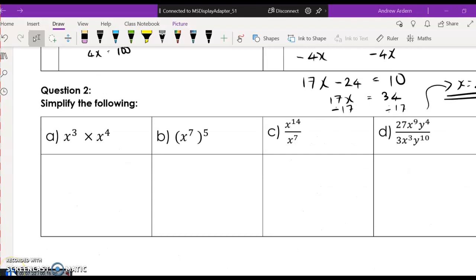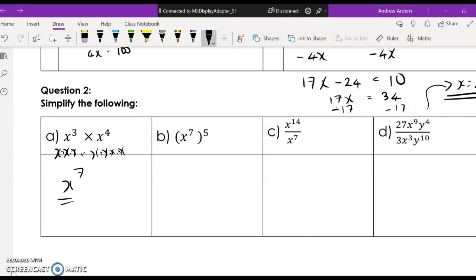X cubed times x to the 4. I don't try and remember whether I add or multiply the 3 and the 4, but I do remember that x cubed is 3 of them multiplied together and x to the 4 is 4 of them multiplied together, and everywhere there's a multiplication happening. Therefore I know the answer is x to the 7. There are 7 x's getting multiplied together.